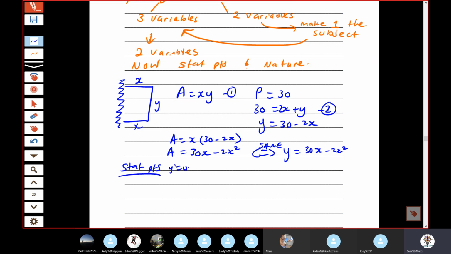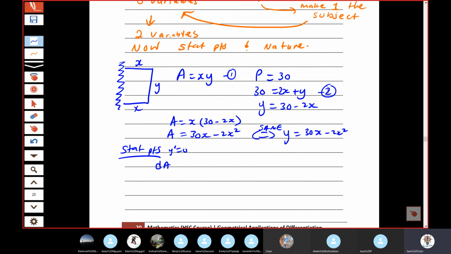y dash equals 0. You try to refrain from using A dash. Your teachers might. Technically, dash is only reserved for y. So mathematically, we only use it for the y's. So A, you can't write it. You've got to go back to d, dA on dx, equals 30 minus 4x. What must it equal to?